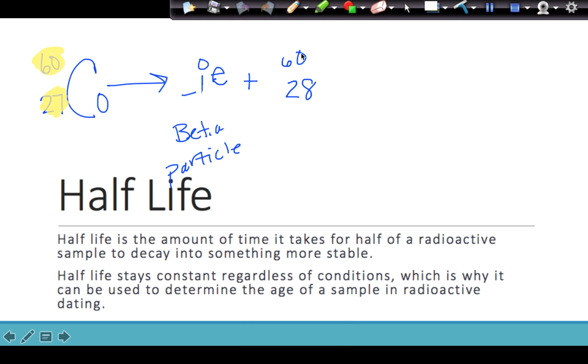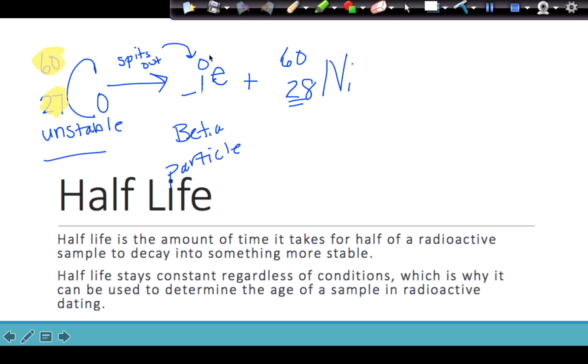When you look up on the periodic table, remember you look it up based on the atomic number, and nickel is atomic number 28. So this is what we've been talking about. A radioactive nucleus, which is unstable because of its neutron to proton ratio, decays or spits out radioactive particles. In this case, it was a beta particle when you looked on Table N for natural nuclear.